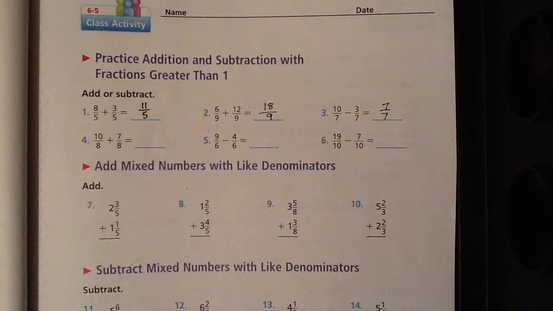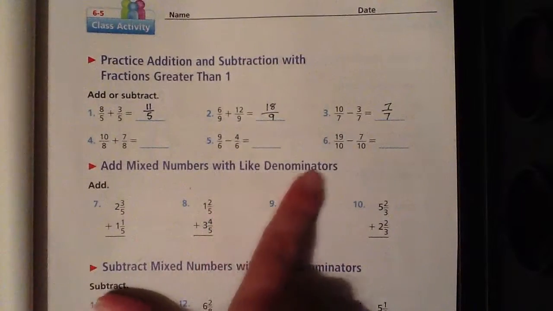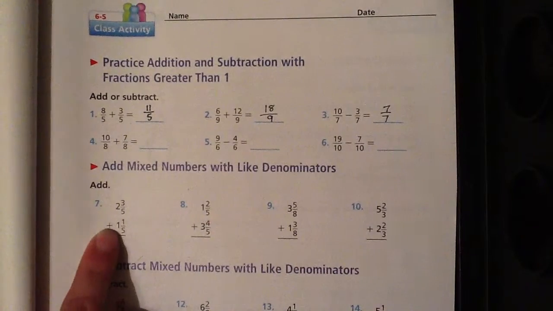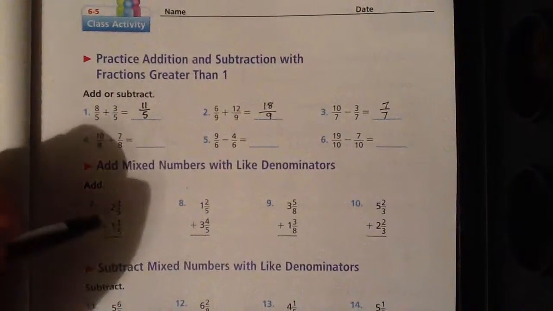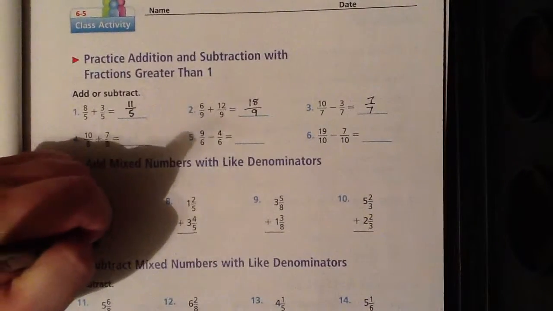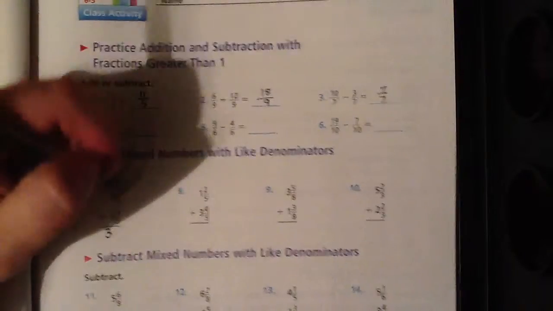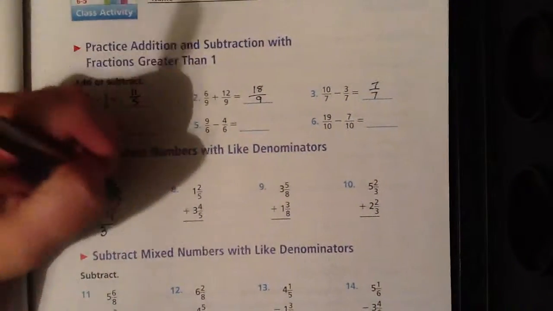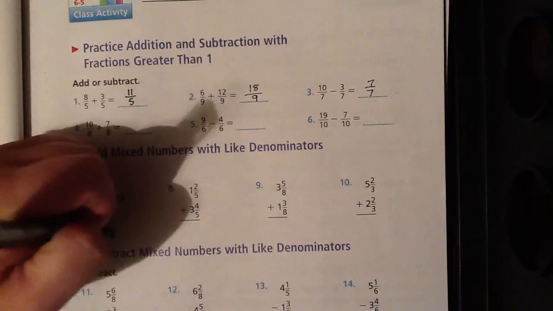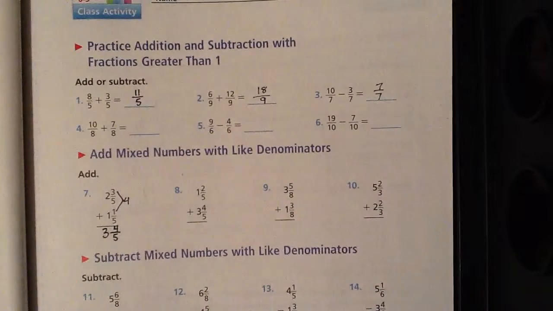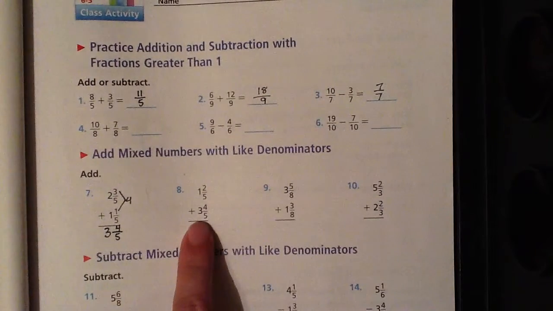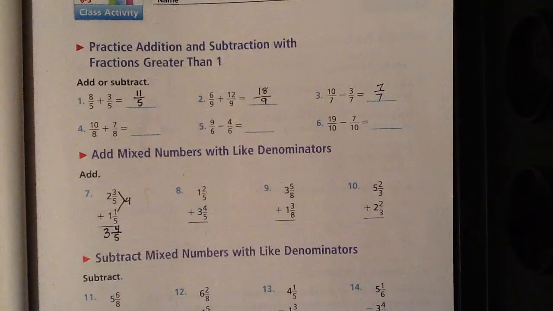Now let's look at the second part. Add mixed numbers with like denominators. Notice here we've got our mixed number plus a mixed number. We're going to take our whole numbers, 2 plus 1, which gives me 3. And I'm going to add my numerators of my fractions. 3 and 1 are 4. So my denominator is 5, and my numerator is 4. So I have 3 4/5. Go ahead and complete questions number 8, 9, and 10 on your own.